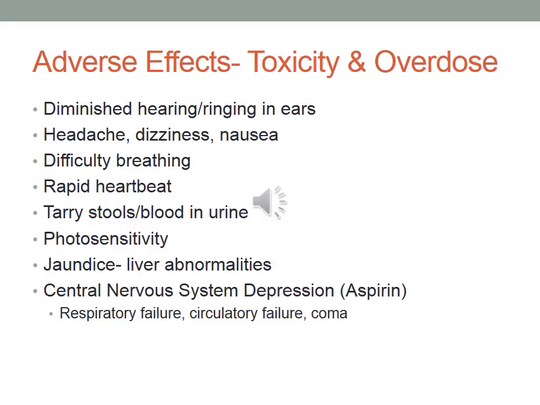So, these are some adverse effects that are commonly seen, particularly when you look at toxicity and overdose situations. So, you look at the diminished hearing, ringing in the ears, headache, dizziness, nausea, and there's some others listed on here. I'll kind of let you go through those. The central nervous system depression is more common and more prevalent with aspirin overdose. So these aren't necessarily regular side effects. This is what you're going to see when you have situations where somebody overdoses on the medications.